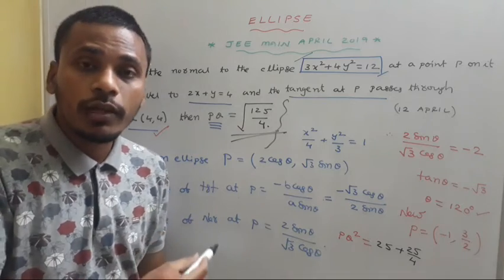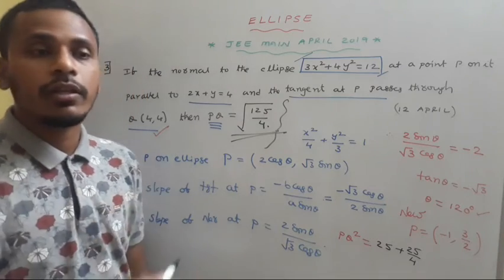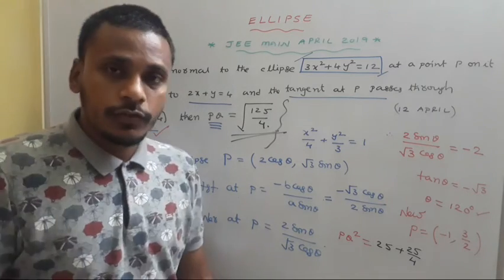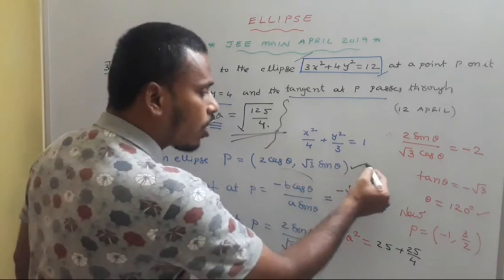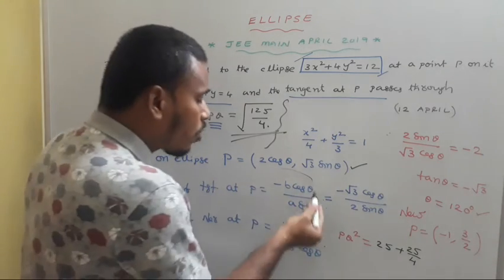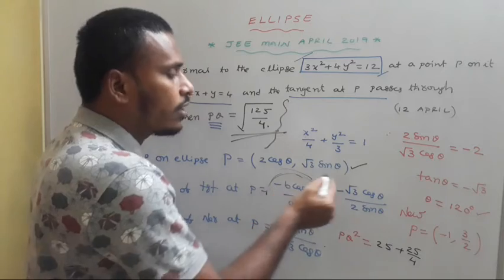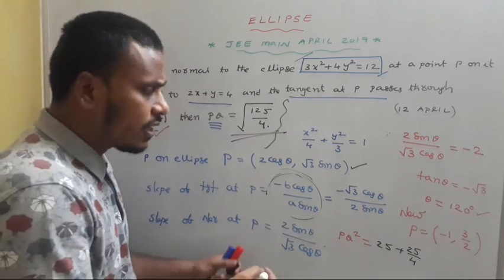Actually the problem involves the tangent and normal equations of an ellipse, and specifically if you know about a parametric point on the ellipse as well as the slope of tangent at the parametric point, then the problem is very easy and it saves our time.